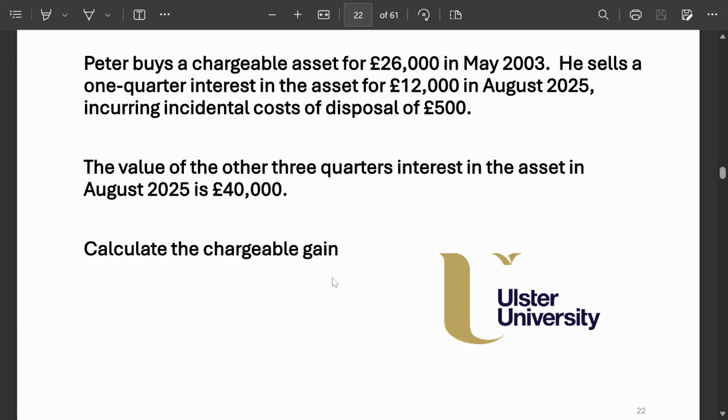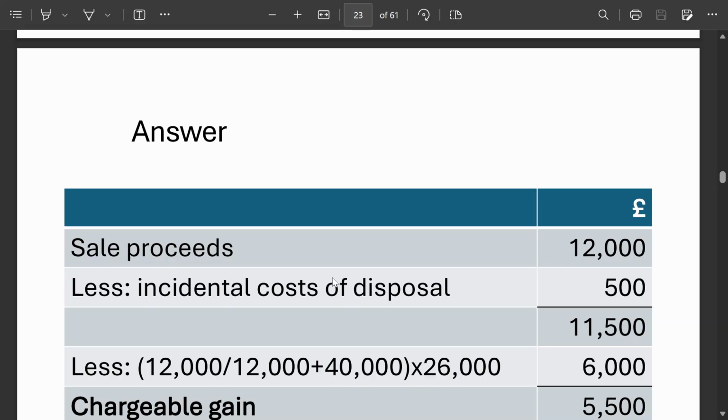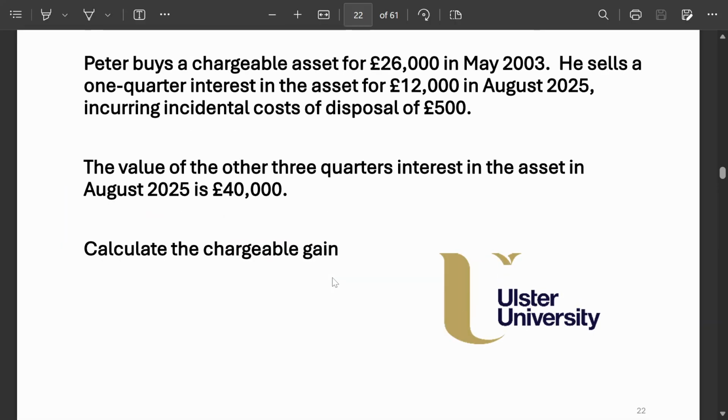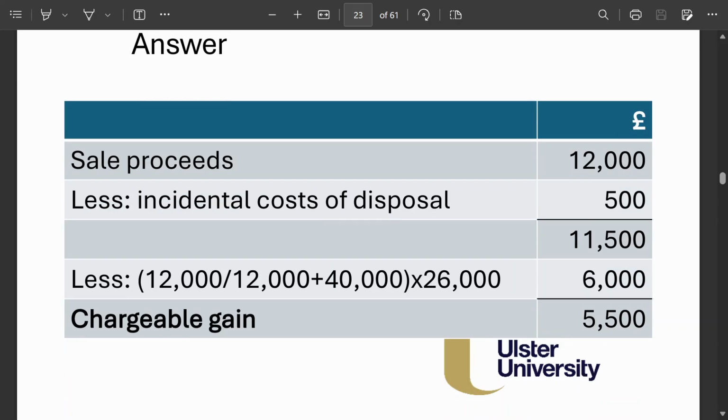And then you have to calculate the chargeable gain here. So you see 12,000 is the A, and the 40,000 is the B, right? So what is this? Your net sale proceeds actually is 11.5. And what is the cost of acquisition? This is really the cost of acquisition.